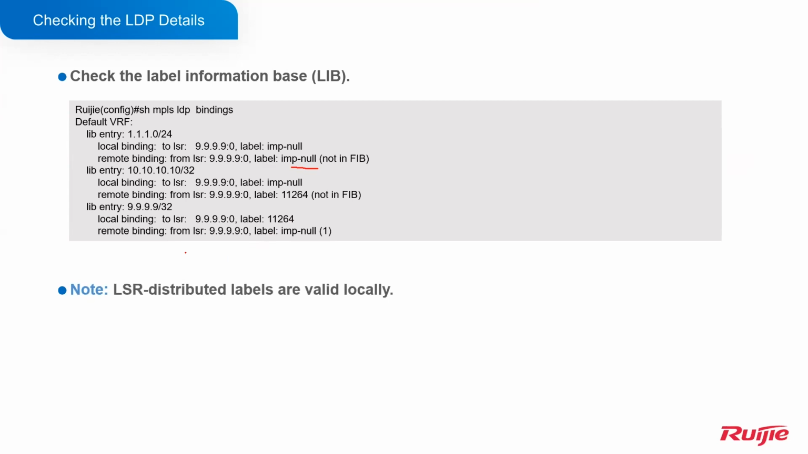And the labels the LSR distributes are valid locally. That means different routers, for different FECs or maybe for the same FEC, can use the same local label. It doesn't matter.